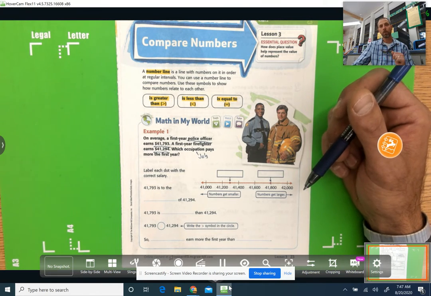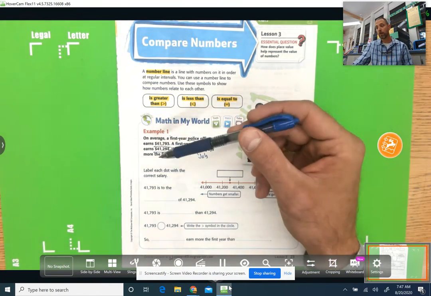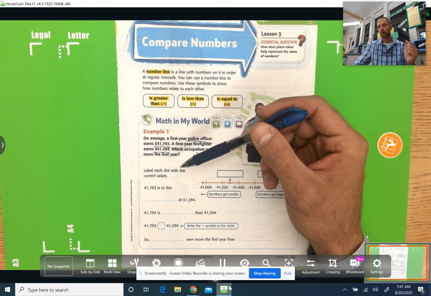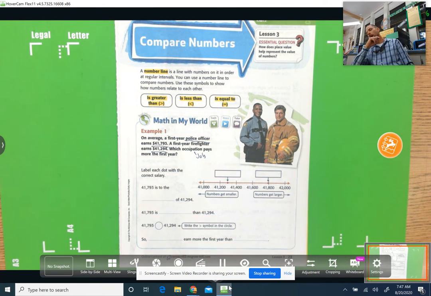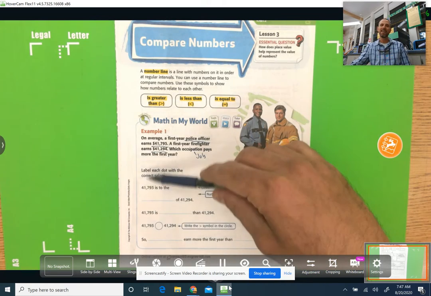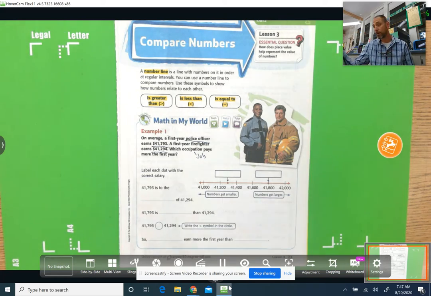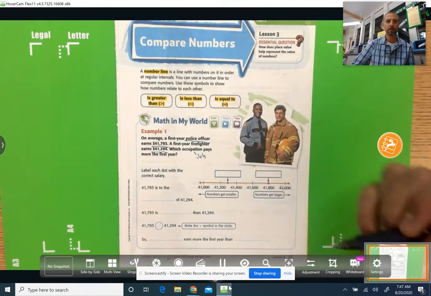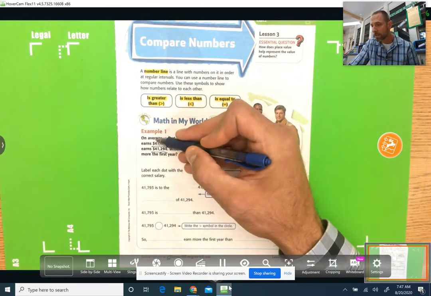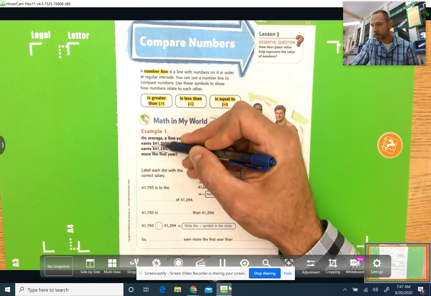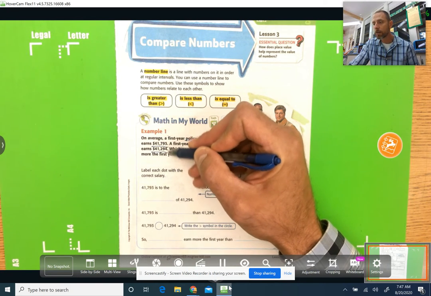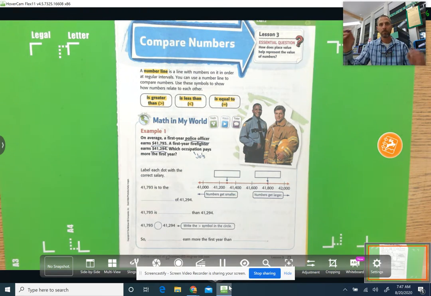$41,793 for the police officer. $41,294 for the firefighter. The first strategy that I like to use when comparing numbers is stacking them on top of each other. And this is a great problem because our numbers are already stacked on top of each other. That way we can start at the largest place value position and work our way over until we find that place value position where the top digit and the bottom digit are different.